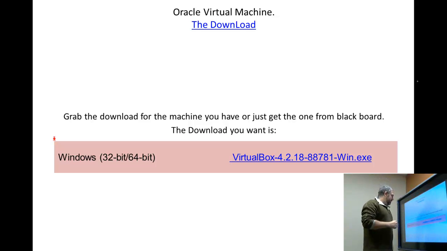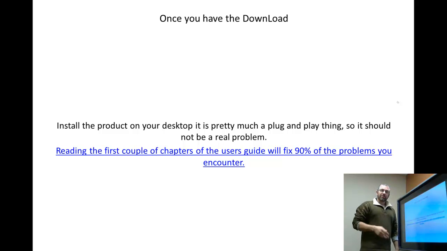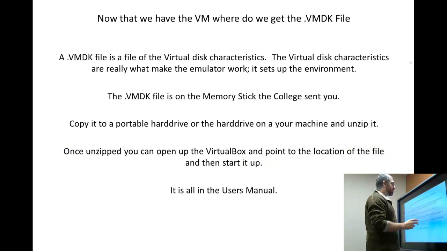Here's a link to download it. If you get the PowerPoint, just click on that. Once you have the download, you're going to install the product. So the Microsoft Word, the Oracle VirtualBox, you're going to put that on. There's not much to it. It's just like installing any other program.